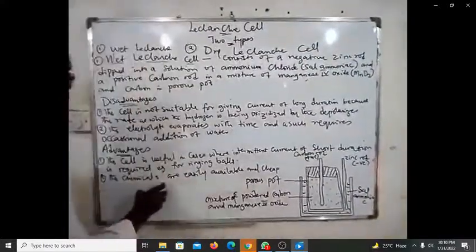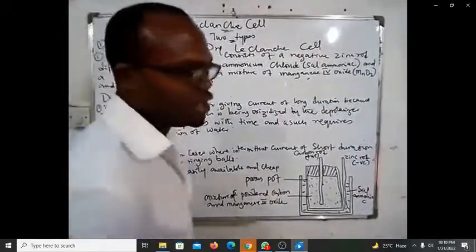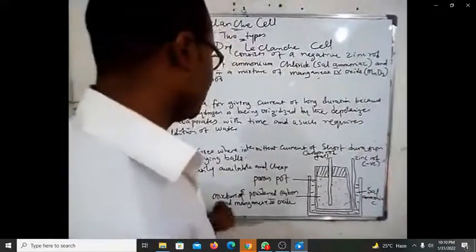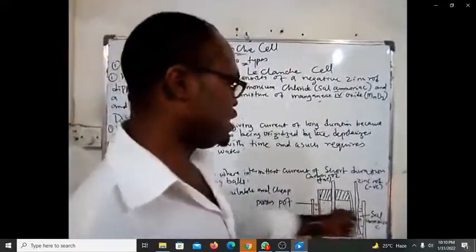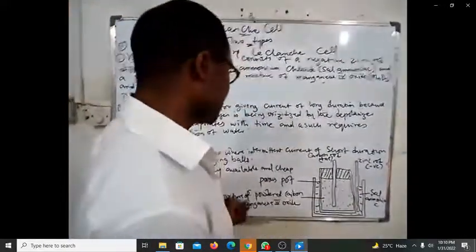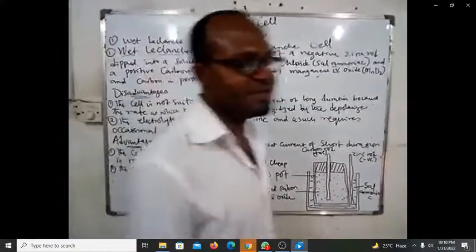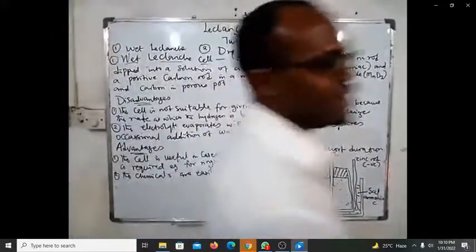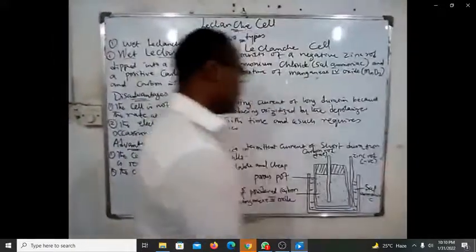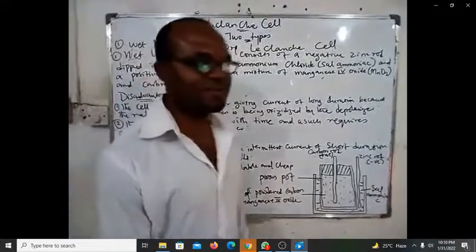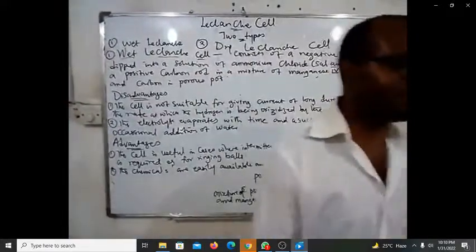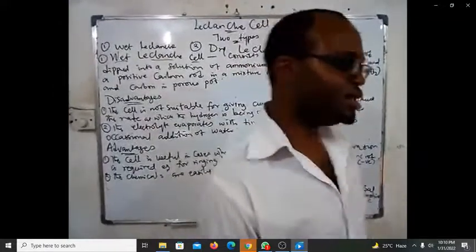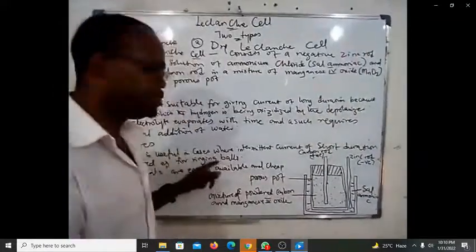Number 2, the chemicals are easily available and cheap. These chemicals, sal ammoniac and manganese IV oxide, all those things, they are very, very cheap. So you can have this cell or this battery with very little money. Is that clear? That's why you're using it. Not because it's fantastic, but because they are cheap and you can use them for a short period of time in cases like when you're using ringing bells.